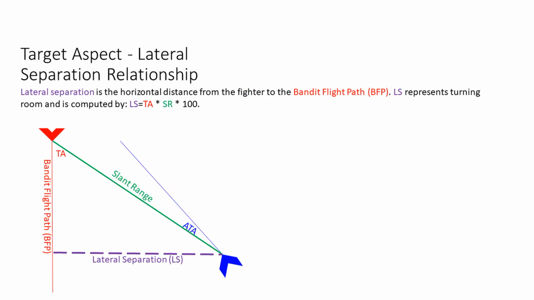Lateral separation is the horizontal distance from the fighter to the Bandit flight path, VFP. Lateral separation represents turning room, and there's a formula up here on the board that we can compute the lateral separation with, but we'll just park that for now and have a look at it in a later lecture.